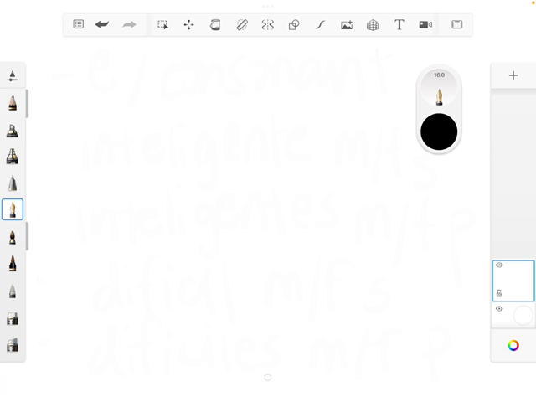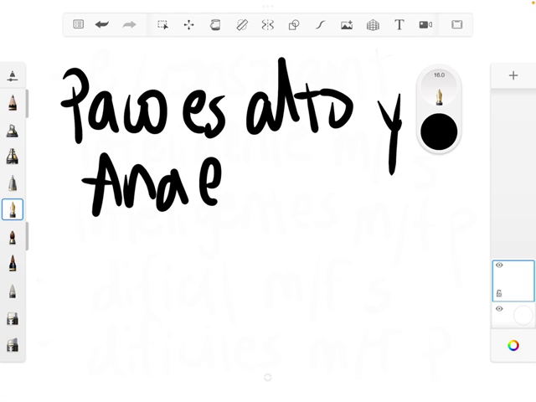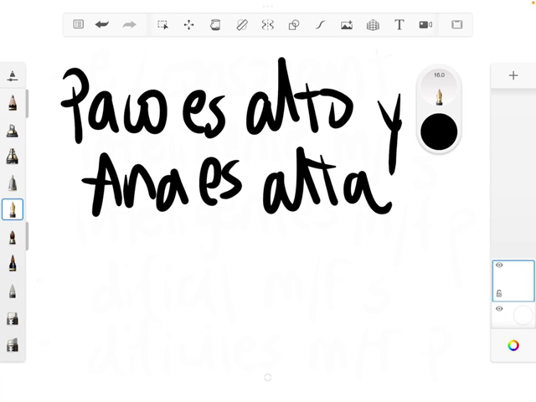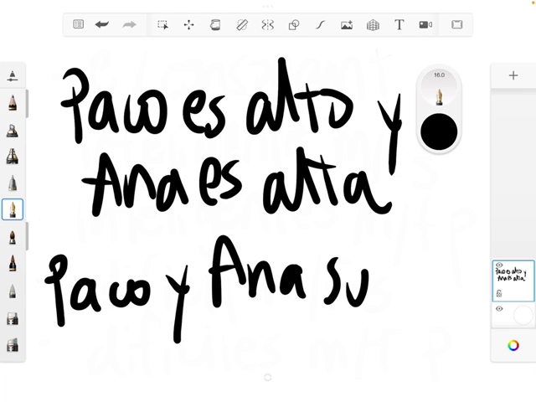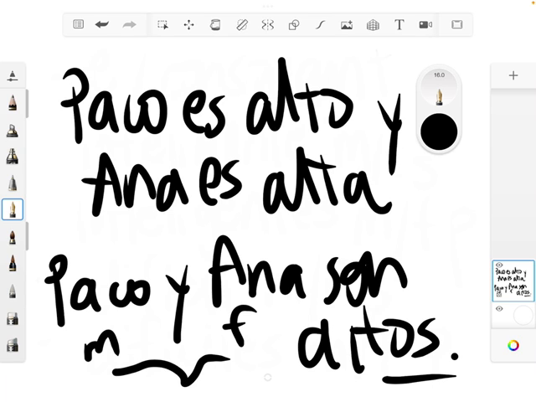Whereas if they were individual, you would say, Paco es alto y Ana es alta. If you're describing them together as a group, you're going to say Paco y Ana son altos, with that masculine plural form, because Paco is masculine and Ana is feminine. As a group together, that's mixed, so it takes on that masculine ending.